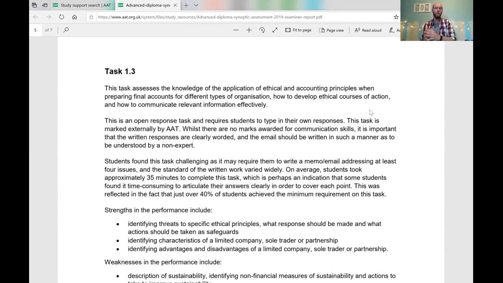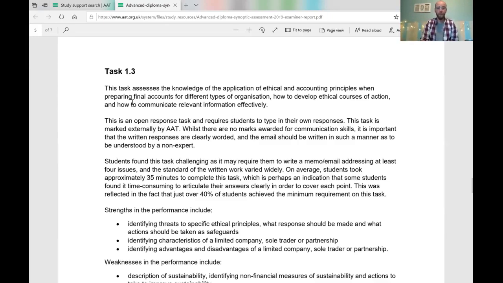So when you're doing your revision, break that down into its little parts. The knowledge of application of ethical and accounting principles. So you need to make sure that you've got knowledge of the application of ethical principles, and the knowledge of application of accounting principles. So break that first sentence down into those key areas, and make sure that you are okay on those areas. If you're not, make sure that they're part of your revision process.